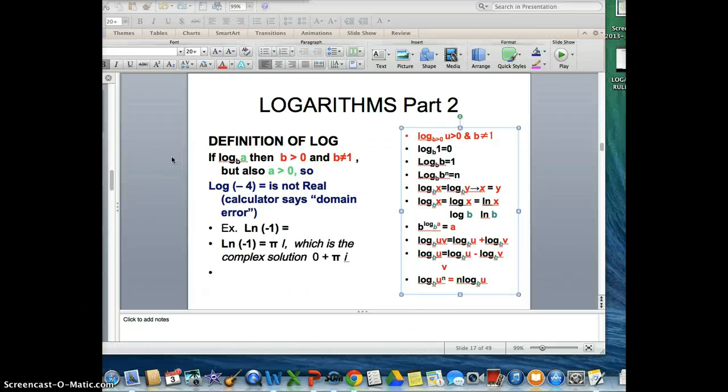This is part 2 of logarithms. Again, I want to remind you of the definitions that are given: b has to be positive, that is greater than 0, and not 1. A has to be positive also, you can't have negative numbers there, and cannot have 0. So here are a couple of illustrations of what cannot be, and you'll get a domain error.